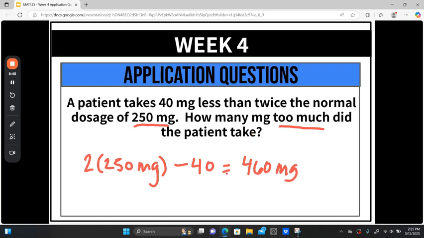Well, let's look at the original dosage. The original dosage is 250 milligrams. So let's subtract, since we're looking for the difference here. Minus 250 milligrams. When we subtract here, we get 0 minus 0 is 0, 6 minus 5 is 1, and 4 minus 2 is 2. So they took 210 milligrams too much.